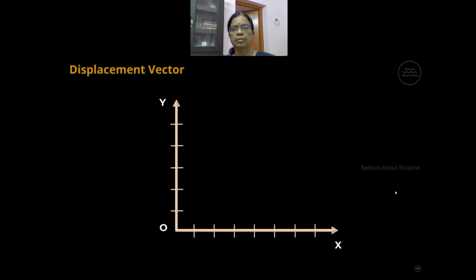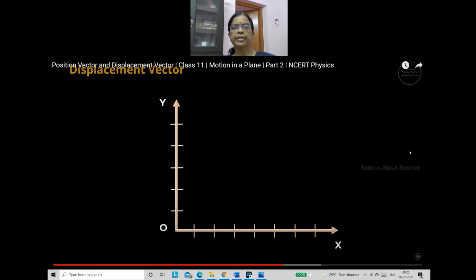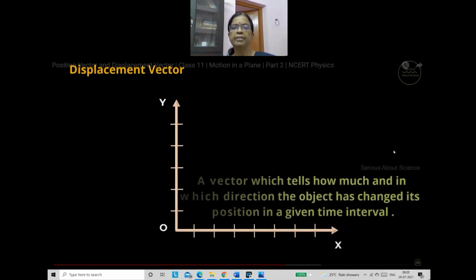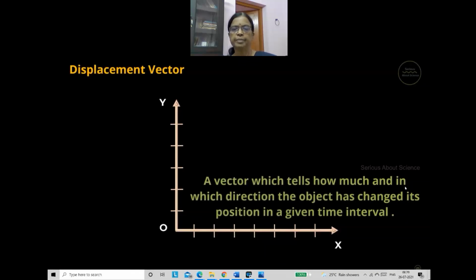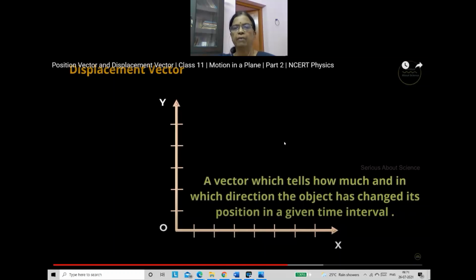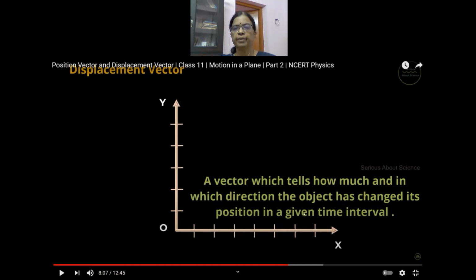Displacement vector is a vector that tells how much and in which direction the object has changed its position in a given time interval. We have studied displacement. Same thing. It gives us how much distance it traveled in a definite interval of time, the shortest distance between the initial and final position. That is the displacement. Here also same thing, but here it is motion in a plane.